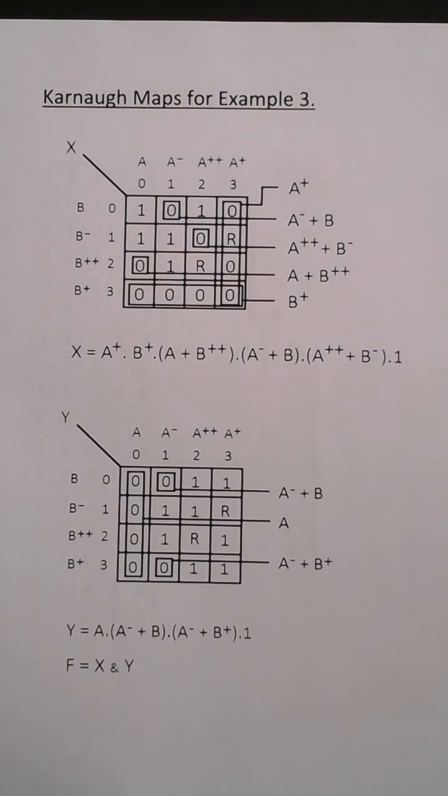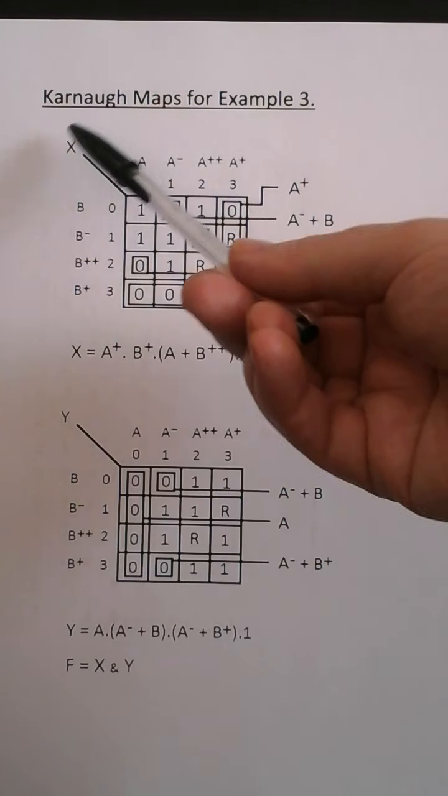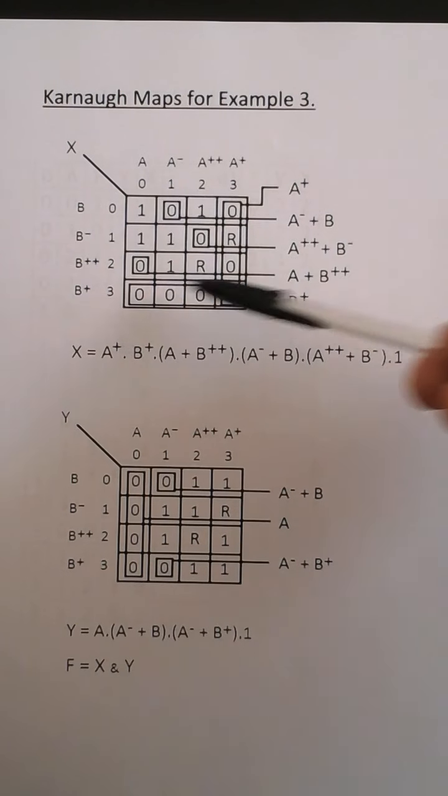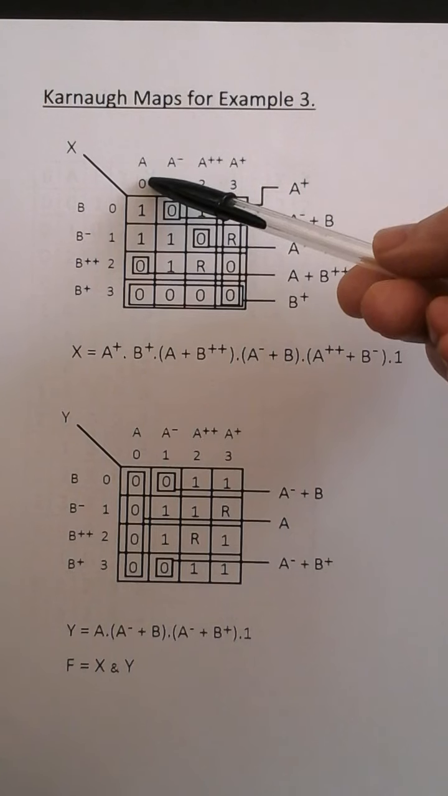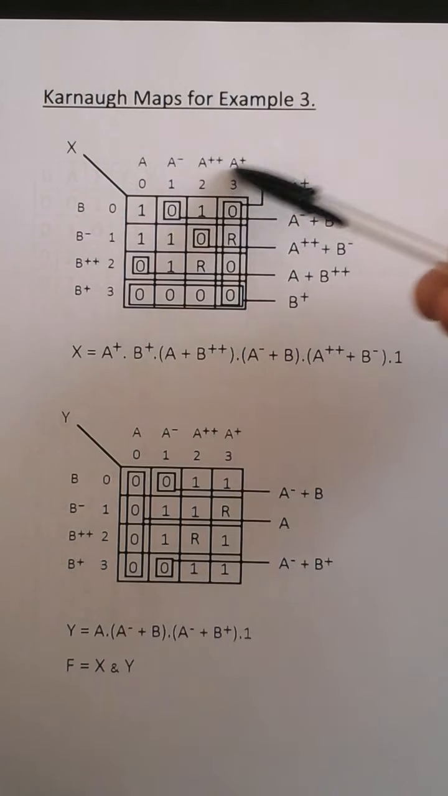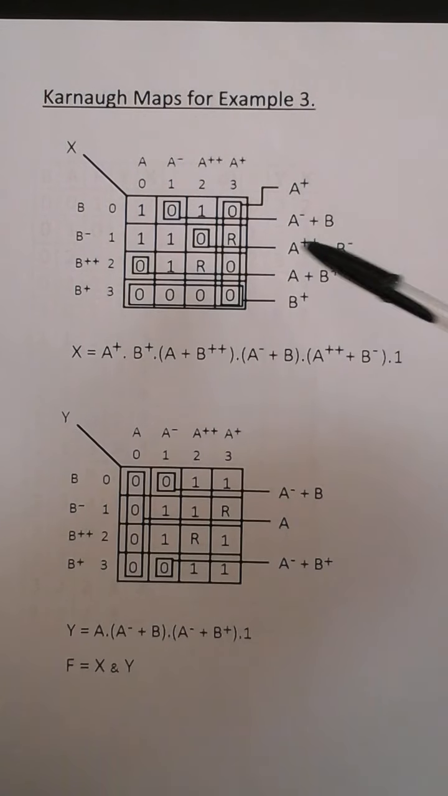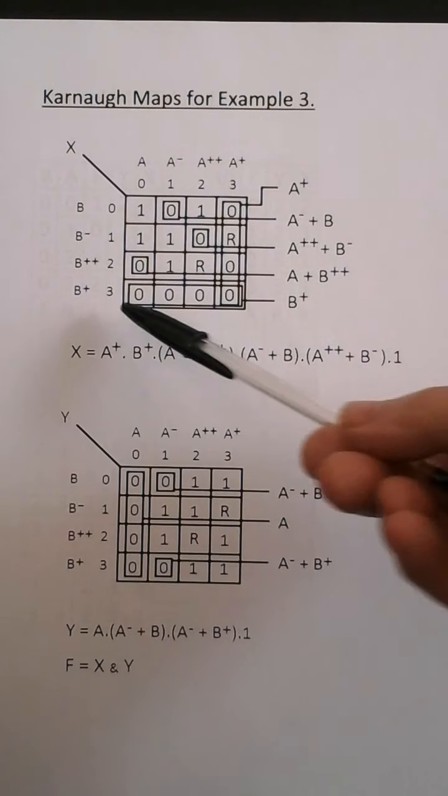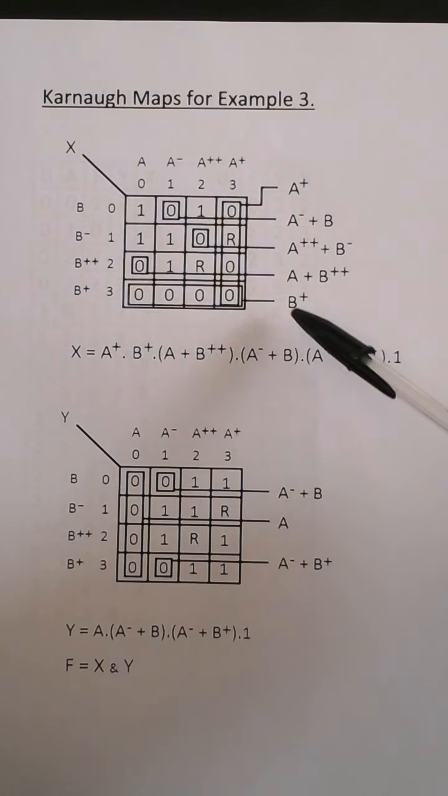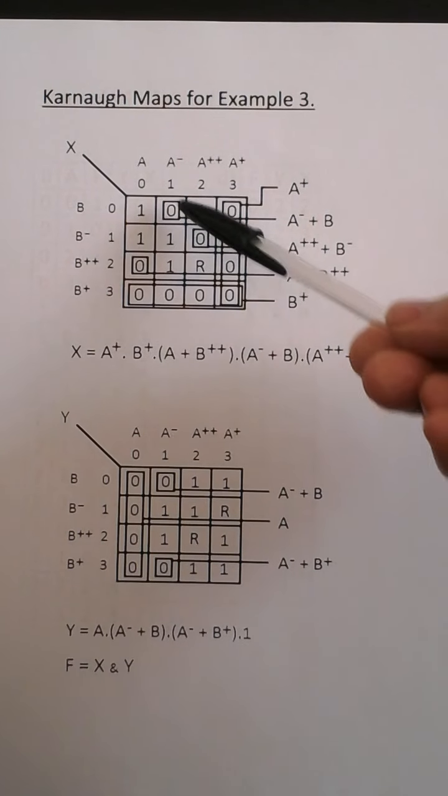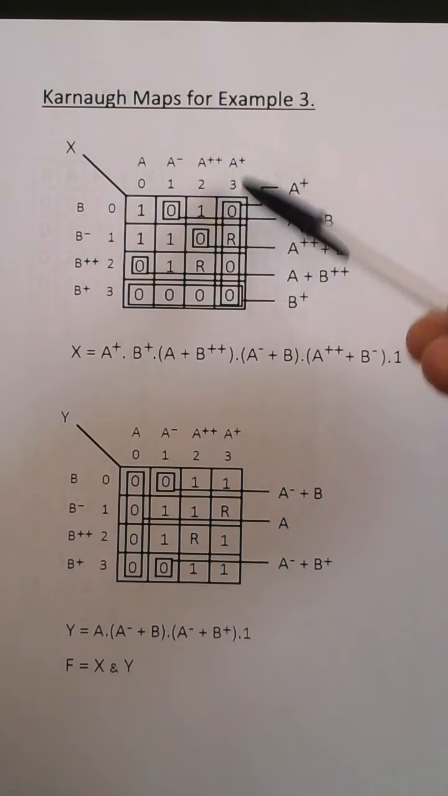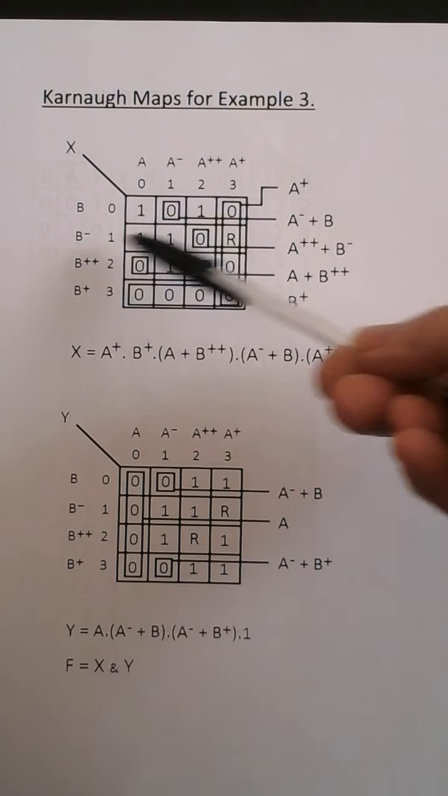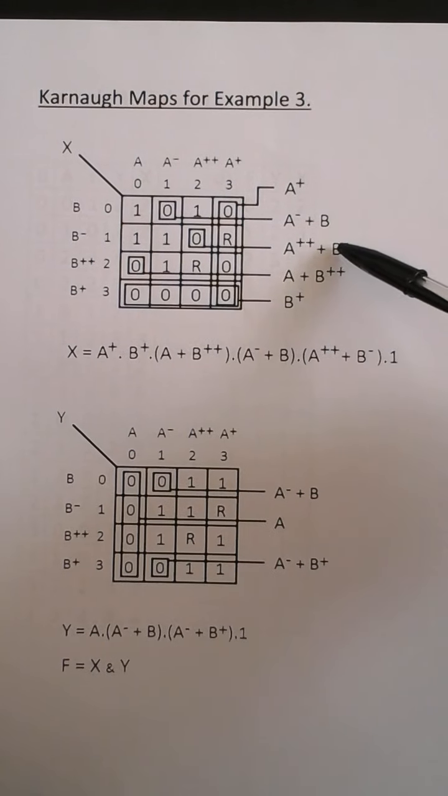These are the kernel maps for example 3. Here, the kernel map for x. You loop in the zeros, so again you say what you have to do to that number to get it to a 0 for all of these, and you assign the variables A and B. Here I'm looping an entire column, so that's A plus. Looping an entire row there, so that's B plus. And these single logic states, you can't loop them in a group of 4, so they remain single. So this coordinate is A plus plus, and that's B minus.